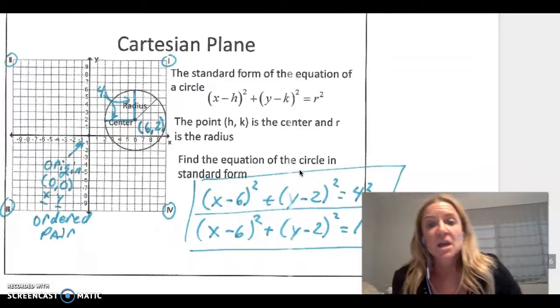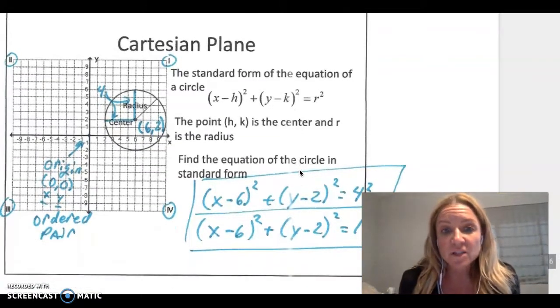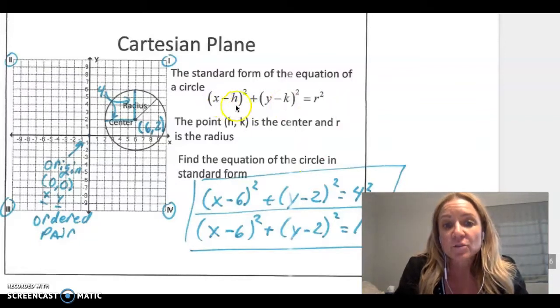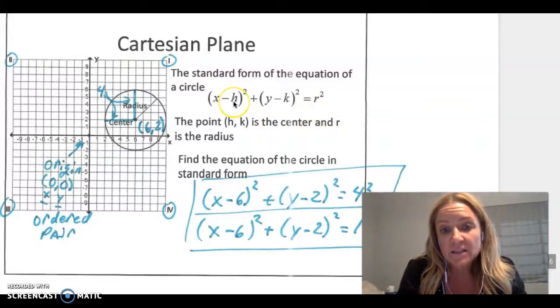All right. The other topic covered in this section is the Cartesian plane. So we're going to be talking about the standard equation, or what we call the standard form of the equation of a circle. And so the standard equation is (x minus h) squared plus (y minus k) squared equals r squared. That r stands for radius, and the other two important variables in here are the h and the k.